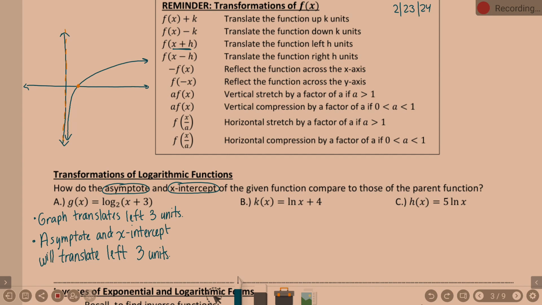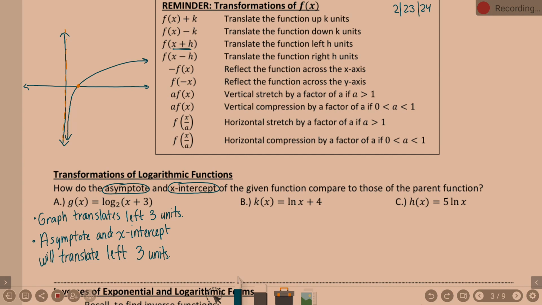Okay, let's think about B. K of x equals natural log of x plus 4. Think general with me. What does in general this graph do? Left 4. Okay, so left 4 or up 4. I agree it's got to be one of those because there is a plus 4.